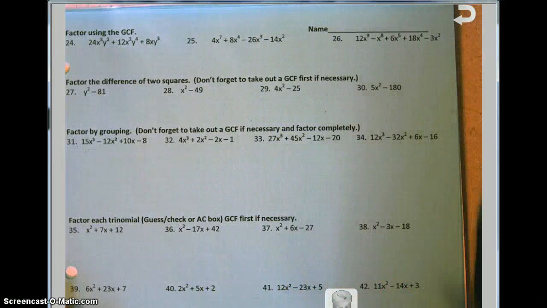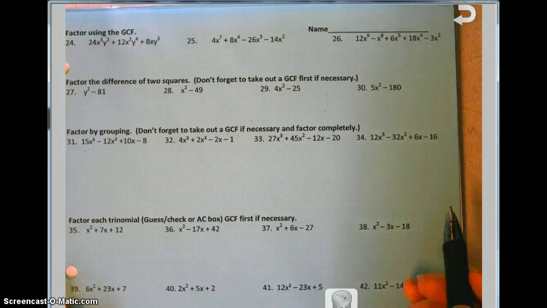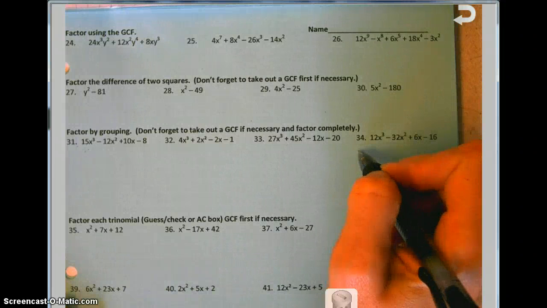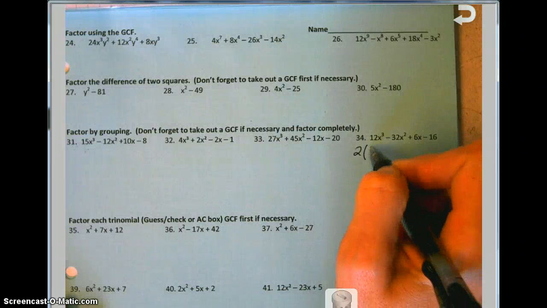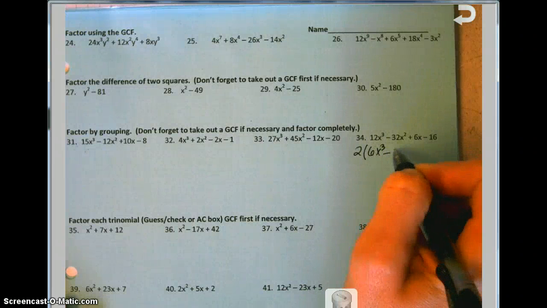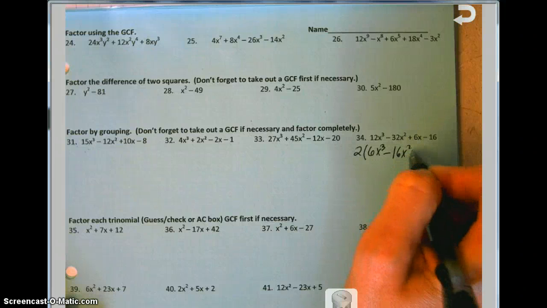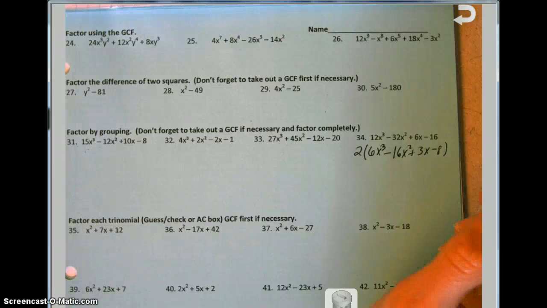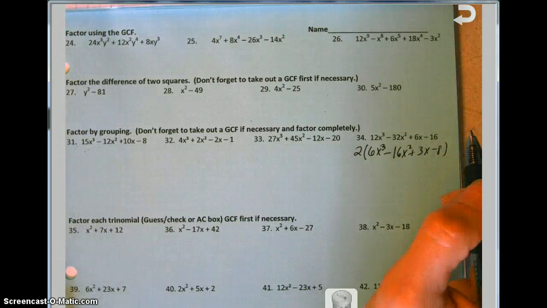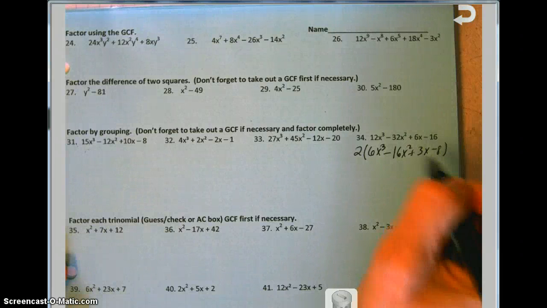But this one you can take out a 2. Before you would do anything, you would take out a factor of 2, and you're left with 6x cubed minus 16x squared plus 3x, and then minus 8. After that, you would keep on doing factor by grouping. We'll come back to this problem in a moment.